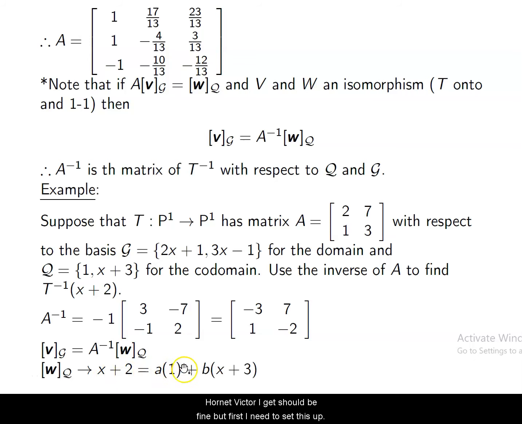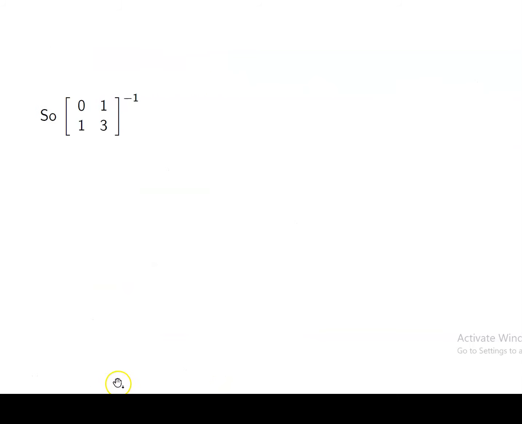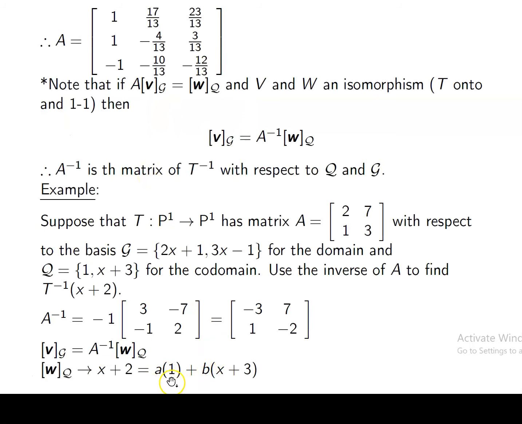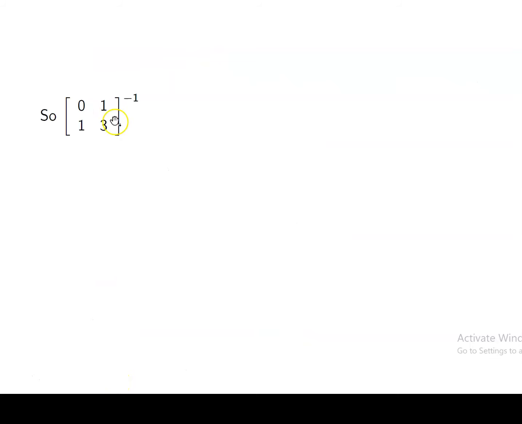Okay, so first I need to set this up. Something times 1 plus something times the second basis vector will give me x plus 2. That's an easy transformation, right? So just in case, how do we set this up? It's coming from here, right? This would be 0, 1. This would be 1, 3, right? Or you can think of it as nothing plus bx will equal 1x, right? And then a plus 3b equals 2. So that's how this comes.